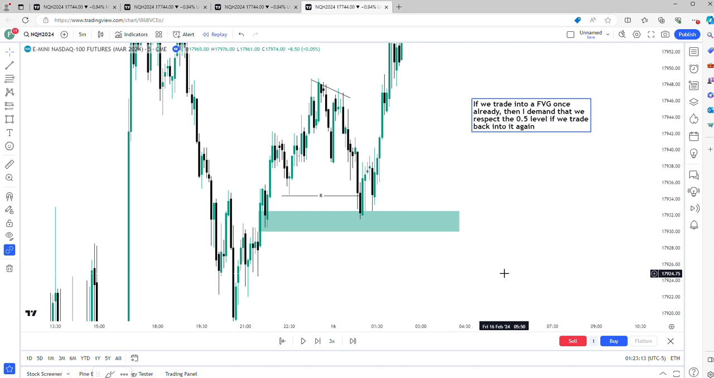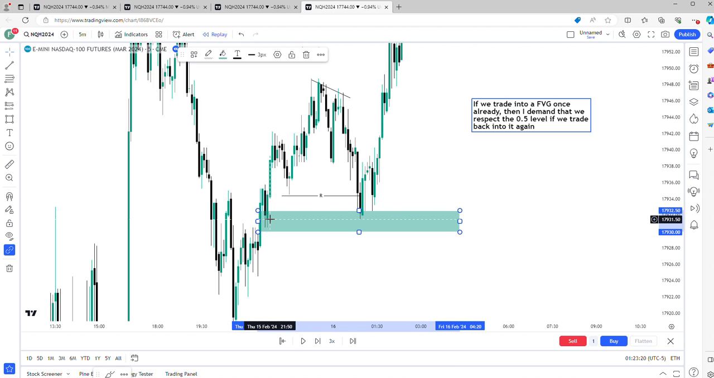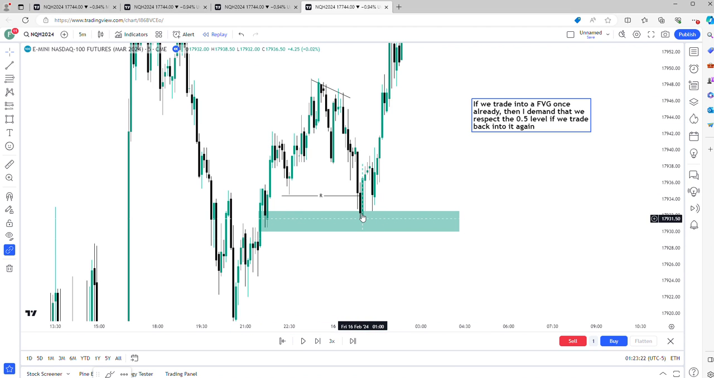Now, again, everything on a higher time frame works with more probability. So this is on the 5-minute time frame. So we trade back into it once here. Here's the second time. I demand the second time that we respect the 0.5 level, and we do, and we project higher from that, right? Which is exactly what I want to see.